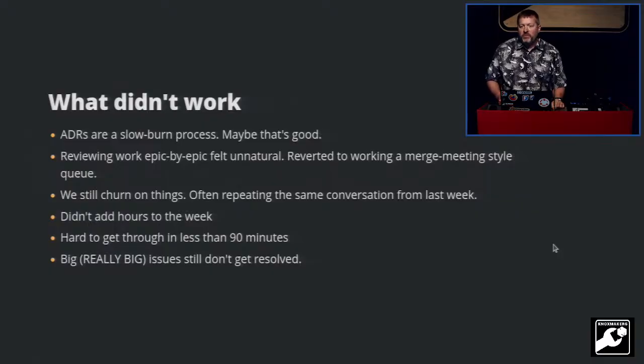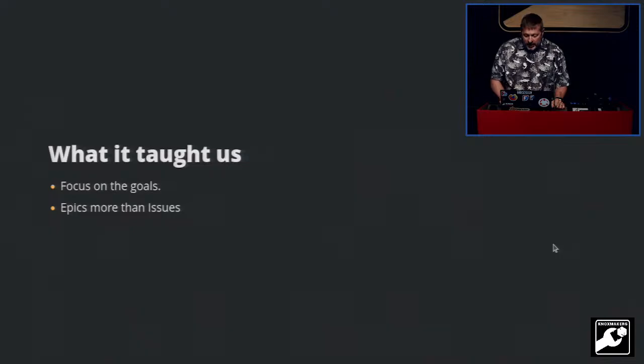We're often reviewing things on a Friday, and we're like, well, we talked about it last week and nothing changed. So we're still working to tighten that up a little bit. It did not add additional time to the week, surprisingly. But at least from my perspective, it feels like we're more effective. And it is still hard to get through in less than 90 minutes. What it taught us: focus on the goals, and more about epics than individual issues.